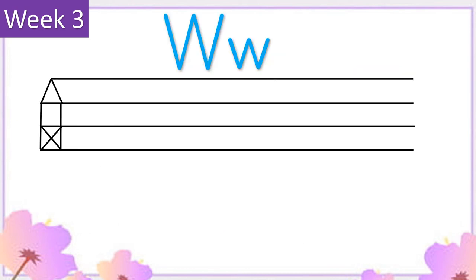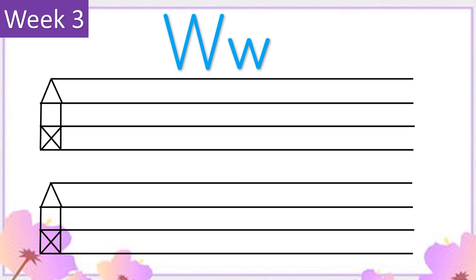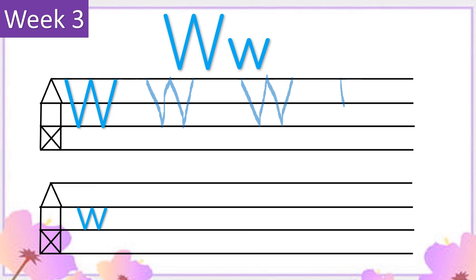And now let's practice how to write W. We have two house lines for the capital case and the lowercase. Capital case is written like this. Start from the roof, going down to the floor, go up to the roof, go down to the floor, and go up to the roof again. Let's count this way. 1, 2, 3, 4. Capital W.